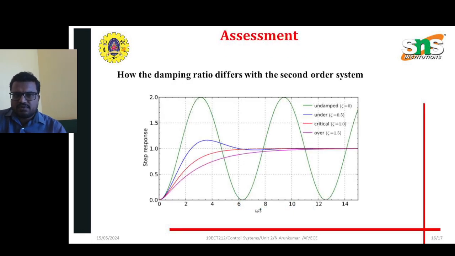Assessment: how does the damping ratio differ across second order systems? We have already discussed the four stages of damping ratio in control systems: undamped, underdamped, critically damped, and overdamped. If it is overdamped, then the system value is greater than one, so we have to identify the corresponding signals if it crosses more than one. Here all the values have been marked. It shows the different values for different signals, so that we can know the corresponding damping ratio for second order systems. Thank you.